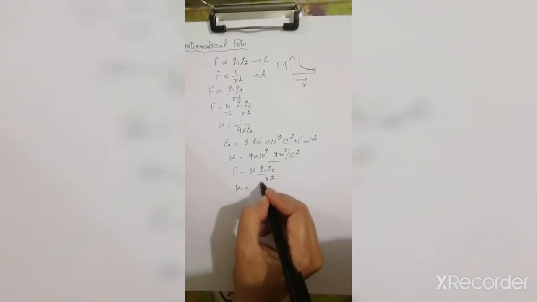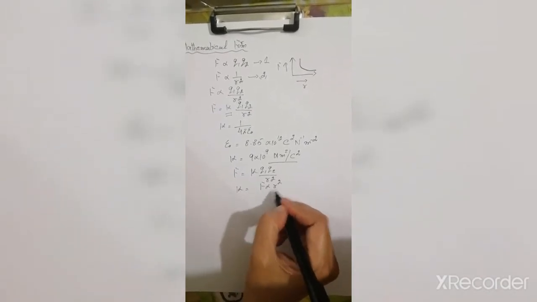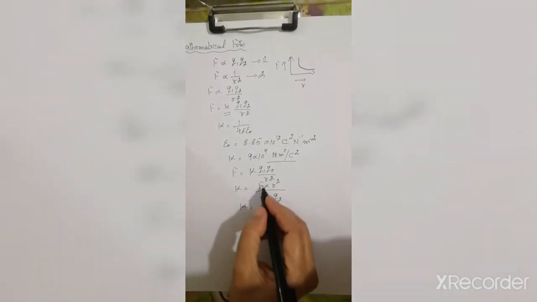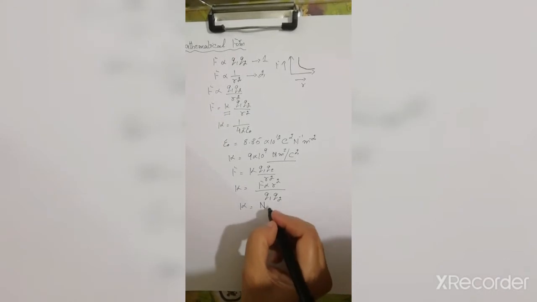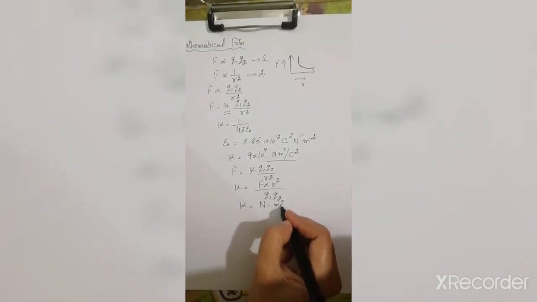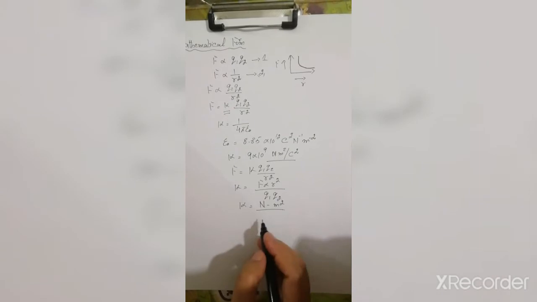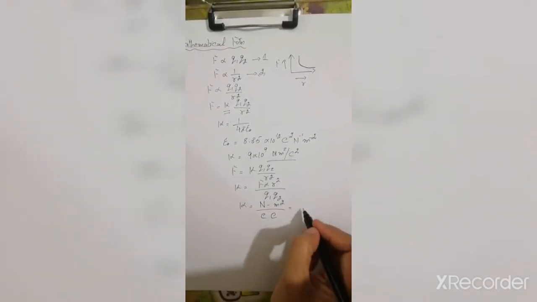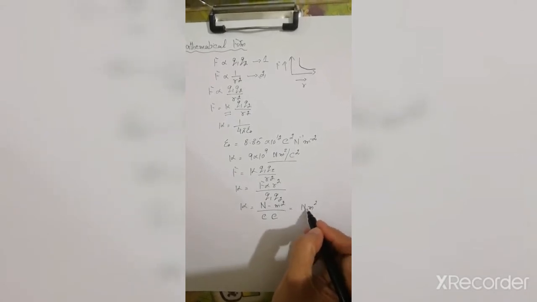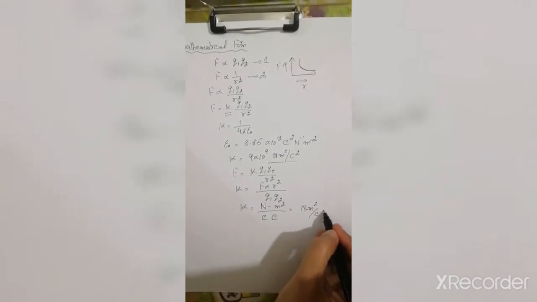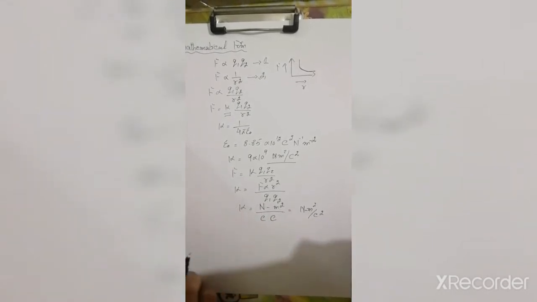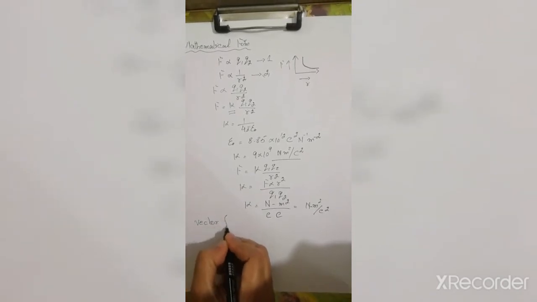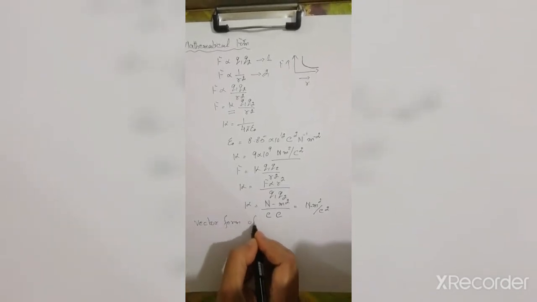K is equal to F r square over Q1 Q2. The unit of force is Newton, the unit of r square is m square, and the unit of charge is Coulomb. So Newton meter square per Coulomb square is the unit of K. Vector form of Coulomb's law.